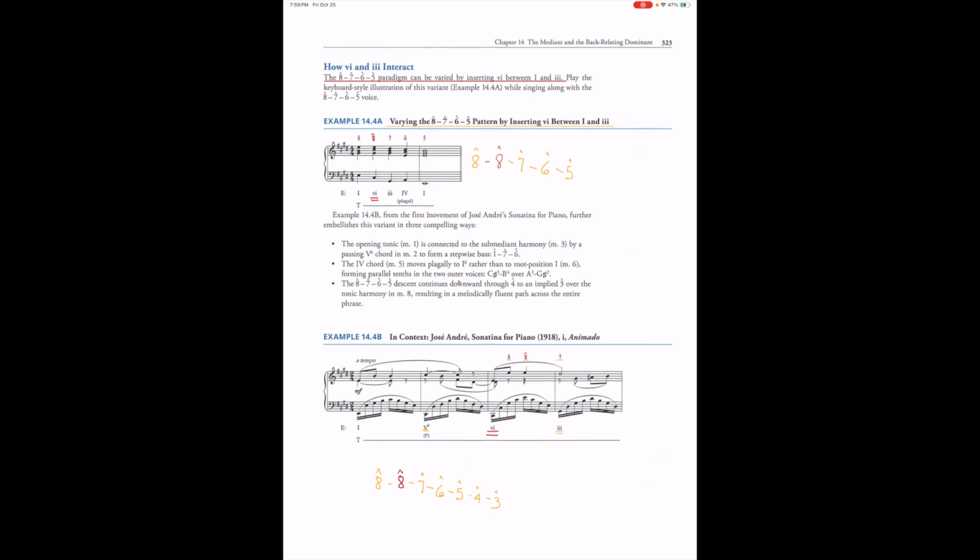Now let's look down at example 14.4b. This is from a composer named Joseph Andre, written in the early parts of the 20th century, Sonatina for piano. I will attempt to play this thing. I was unable to find a recording of it on YouTube, although you can go to the Laitz site and download all of the listening examples for yourself or listen to them from there. It goes something like this.